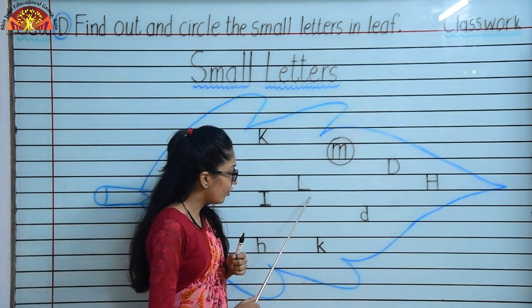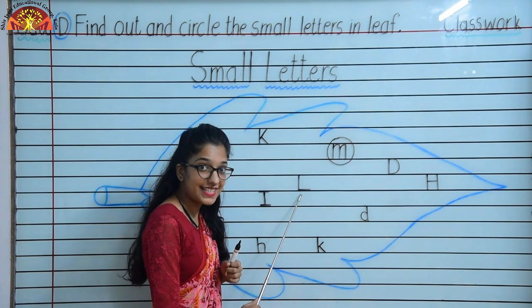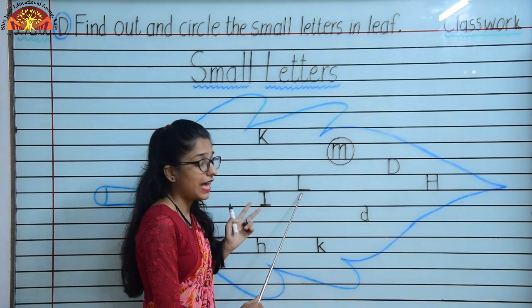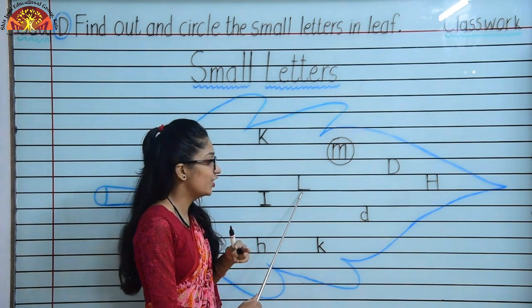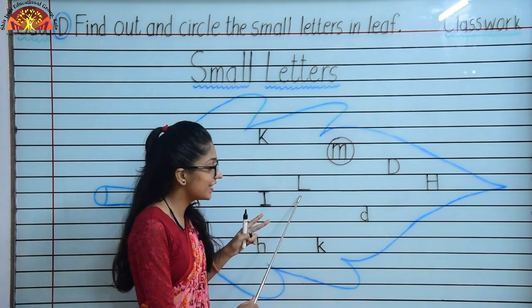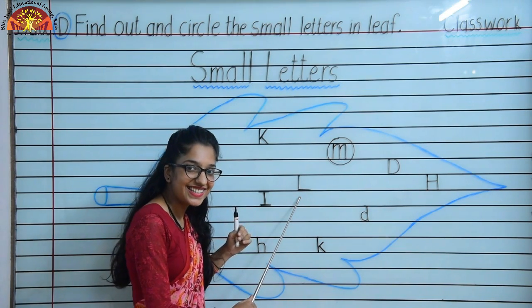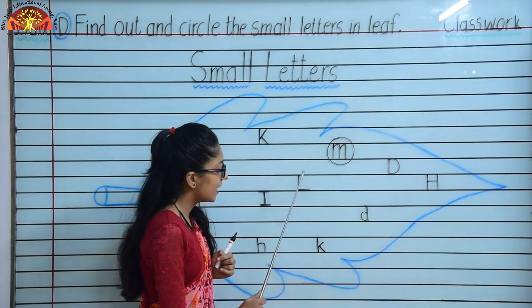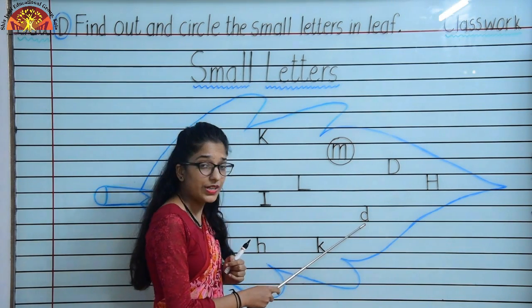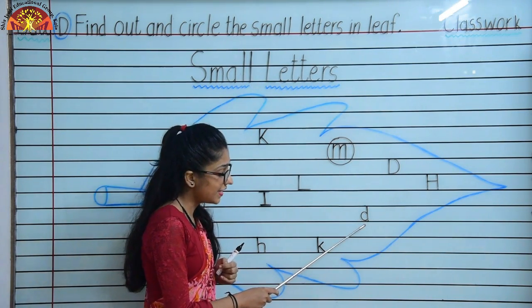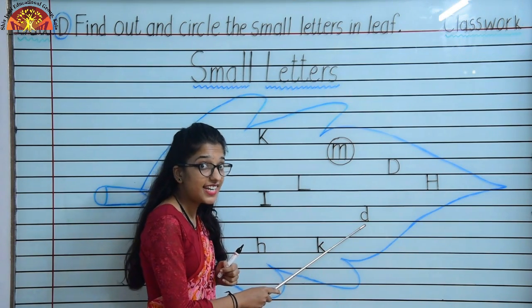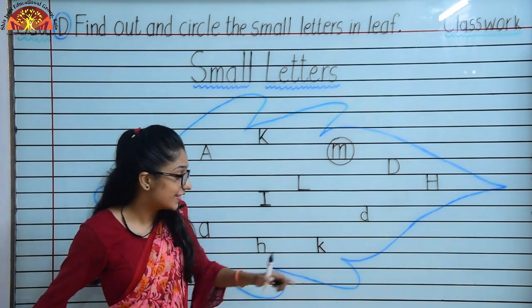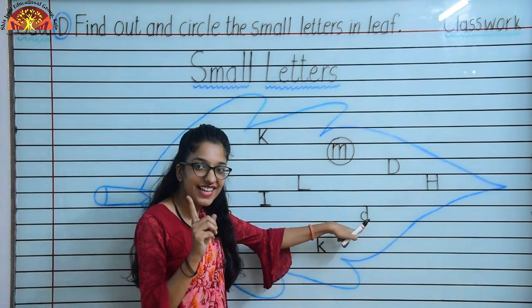Okay. Now look over here. Which letter is this? This one is capital letter L. So we have to circle this letter? No, we don't have to circle this letter because this letter is capital letter. Okay, now move to next one. Now tell me, which letter is this? This is small letter D. So we have to circle this letter because this letter is small letter.